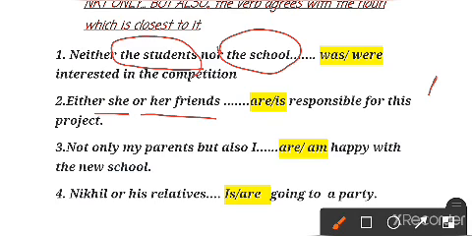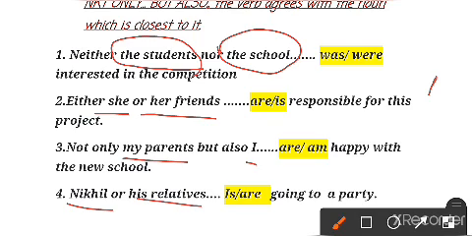Then question number 3, not only my parents but also I. Here one subject is my parents, and the other subject is I. What is the answer, are or am? You have to give the answer. Do write in the comment box. Then question number 4, Nikhil or his relatives. Nikhil and relatives are two different subjects.